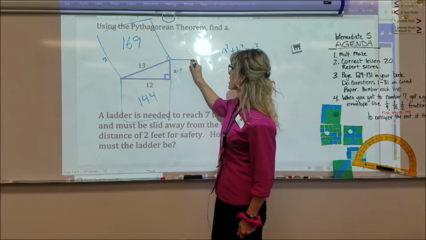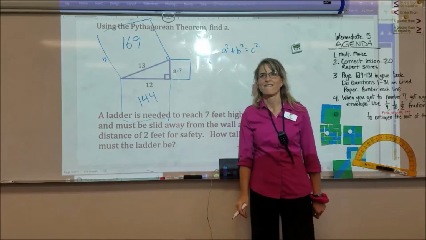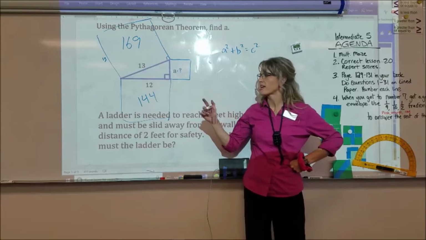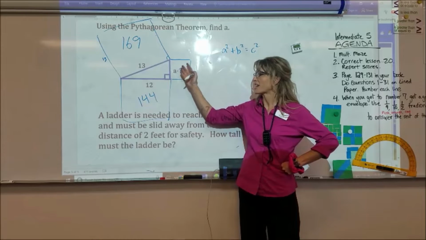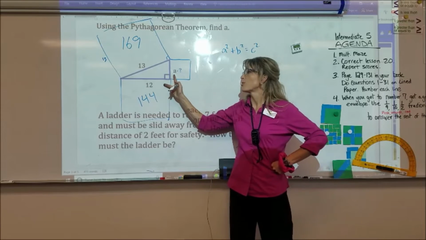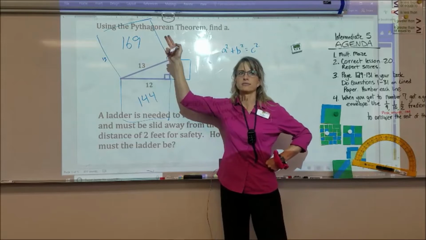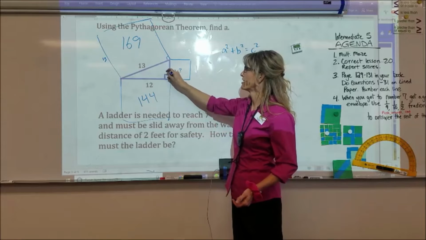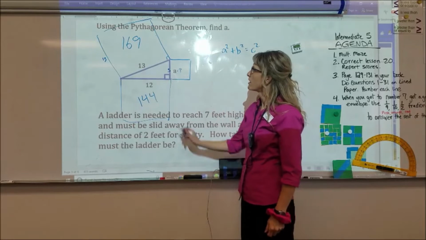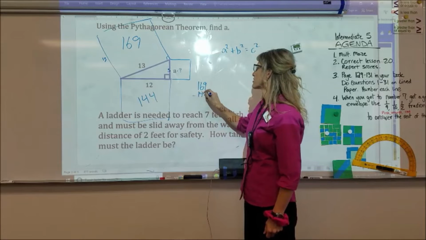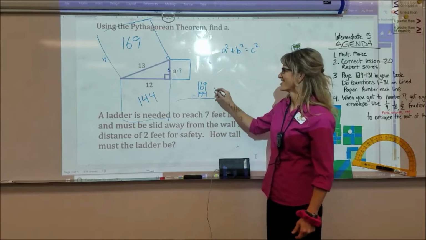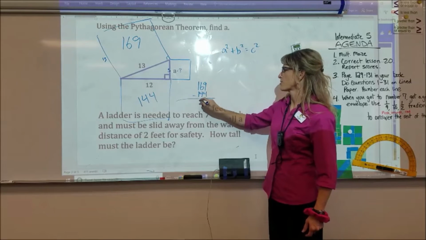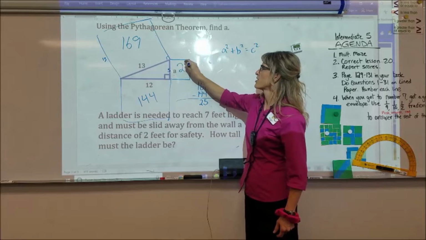So this little square, what is that? And how could I find out? Let's think. Pythagorean's theorem says square that and square that and add them. But I don't know what it is. But I know that these two added together equal that. Aubrey? 5. She says it's 5. How did you get 5? Because I subtracted 144 from 169. Okay, so 25 is the area.